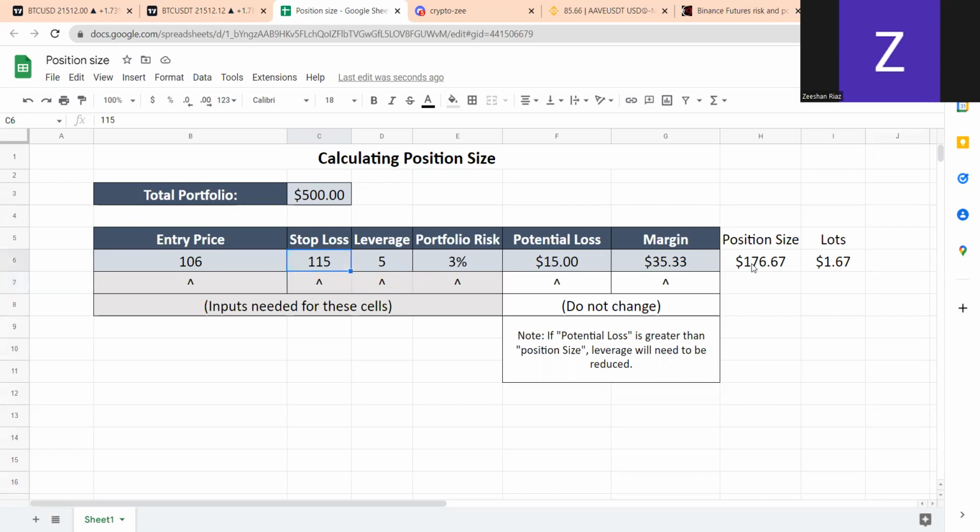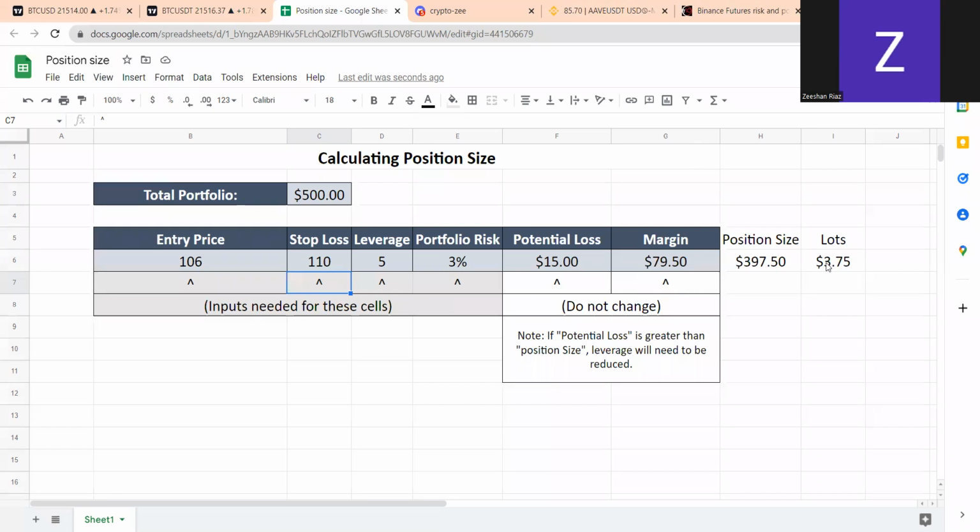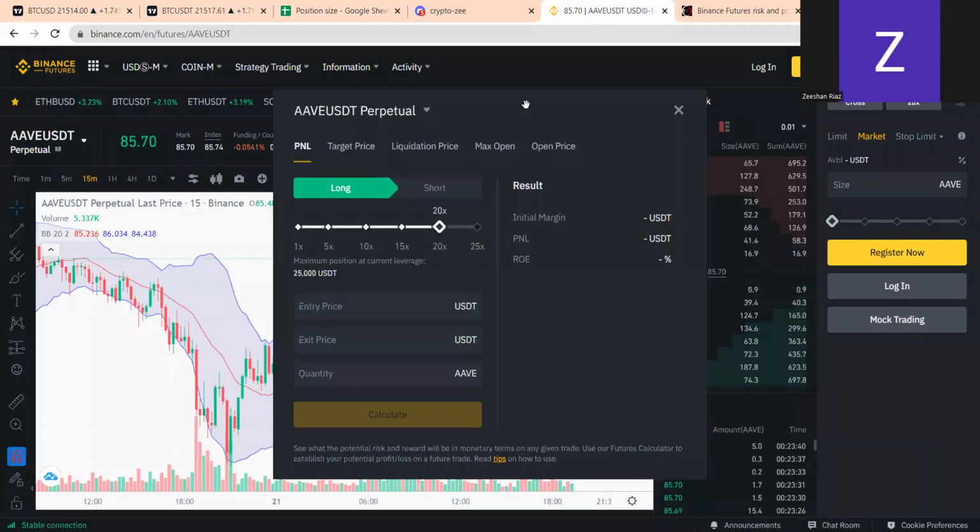You can be profitable in both ways. And you can see if I change it to 110, how position size increases, how margin increases, and the difference will be in your profit now. Let's see. You can see these lots are actually the amount of coins you will be shorting. So 3.75 means you will be shorting 3.75 in quantity.